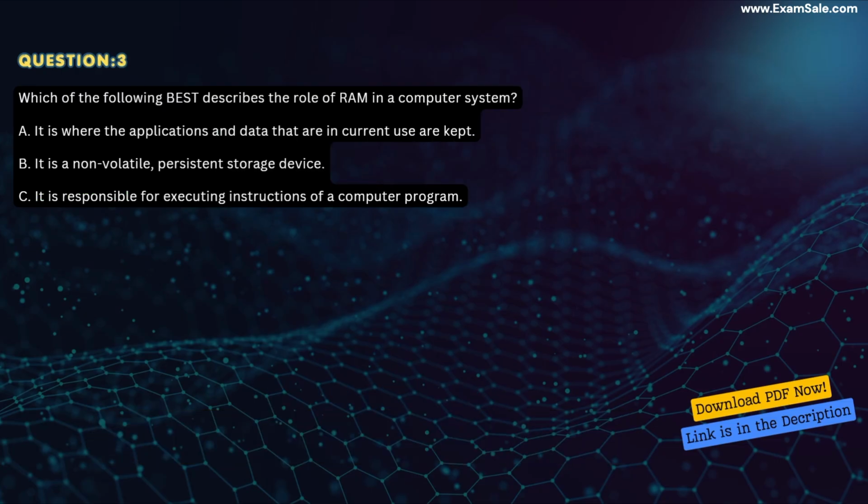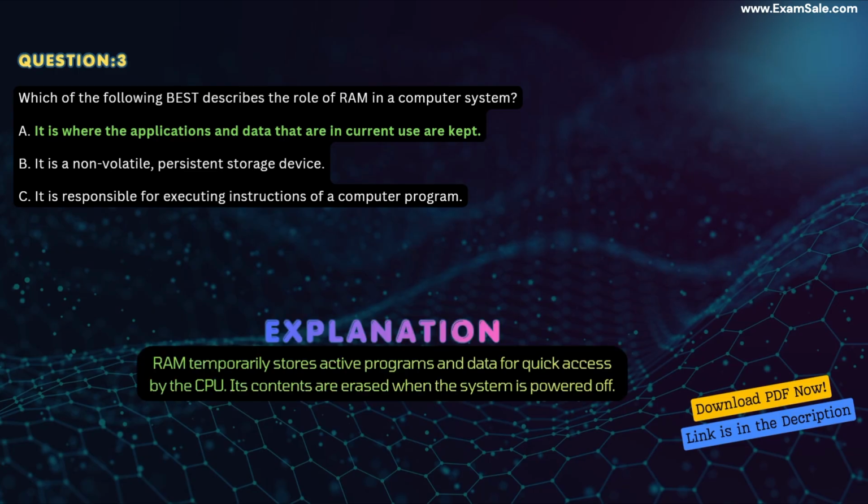Question 3. Which of the following best describes the role of RAM in a computer system? A. It is where the applications and data that are in current use are kept. B. It is a non-volatile, persistent storage device. C. It is responsible for executing instructions of a computer program. Correct answer: A. Explanation: RAM temporarily stores active programs and data for quick access by the CPU. Its contents are erased when the system is powered off.